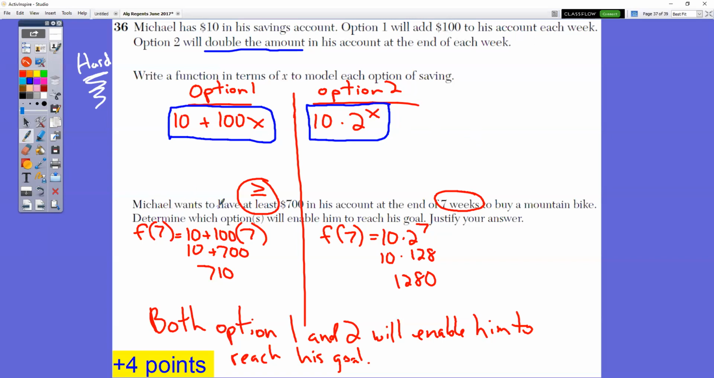Michael wants to have at least, so this is worth 1 point. This is worth 1 point. This work is worth 1 point. And then our statement here at the end is worth 1 point.